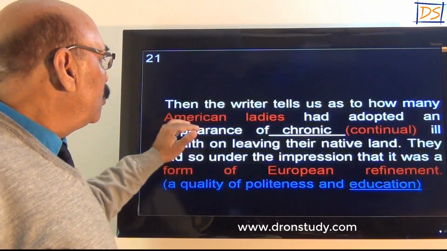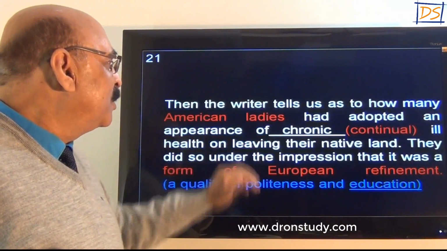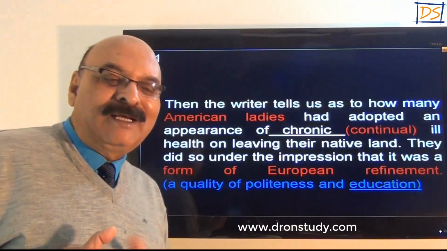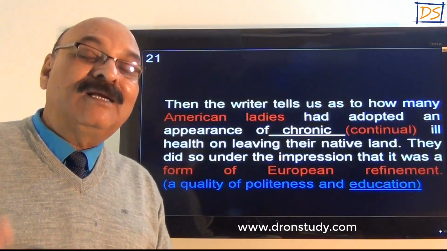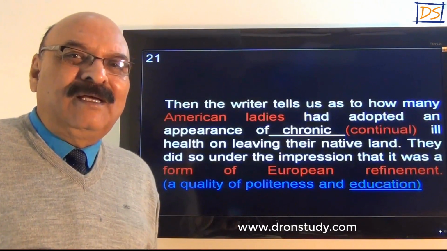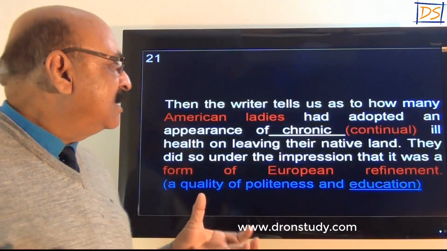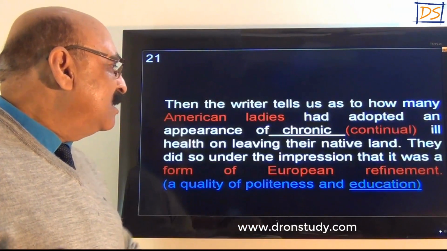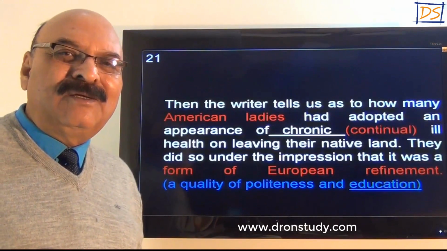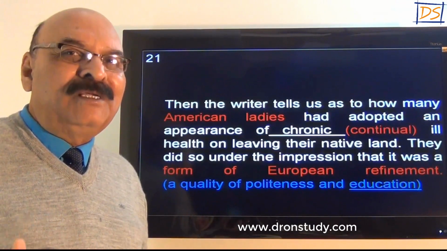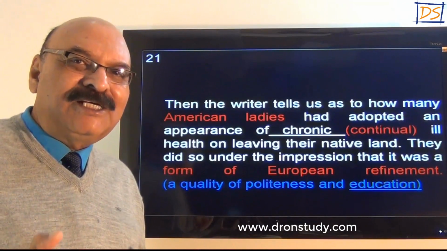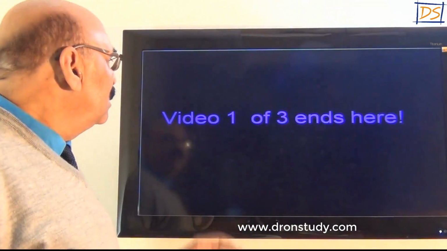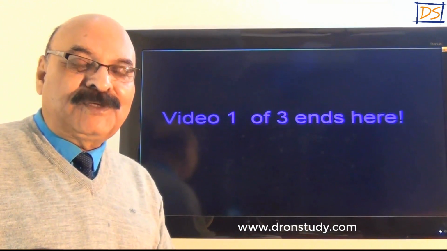Then the writer tells us how many American ladies had adopted an appearance of chronic ill health on leaving their native land. When American ladies settle in another country, they feel homesick and develop a type of illness also. They did so under the impression that it was a form of European refinement. If they did not do this, people would think she lacked European refinement. They consider the illness associated with European refinement, a quality of politeness and education. So here, the first video of chapter 1 ends.